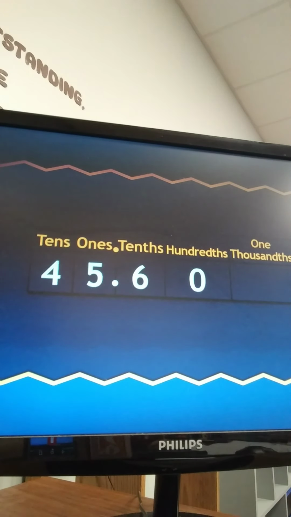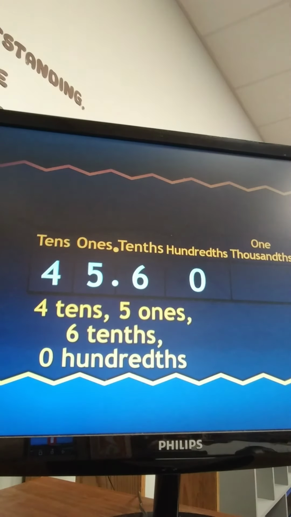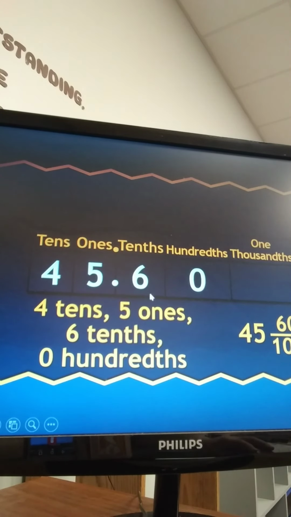45 and 60/100ths. 4/10ths, 5 ones, 6/10ths, and 0/100ths. 45 and 60 over 100. Notice that the place value after the decimal is going to match the zeros in the denominator. 2 spots, 2 zeros.